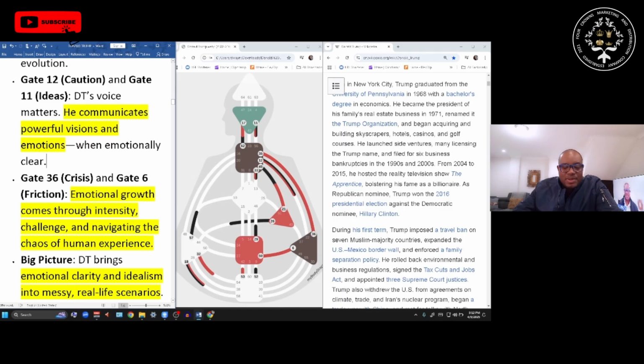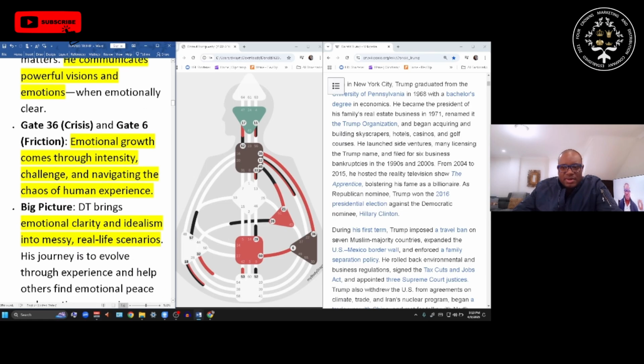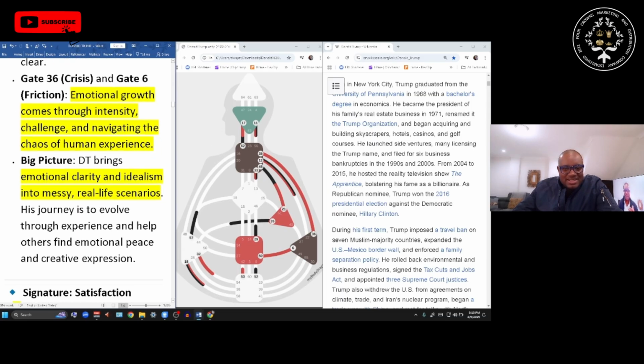And you see that people were definitely drawn to it because they voted for him. And so there's gate 36 of crisis, which we looked at before, and gate 6 of friction. That probably led into some of the experiences with some of the court issues, right? So emotional growth comes through intensity, challenge, and navigating the chaos of the human experience. And the big picture is that he's going to bring emotional clarity and idealism into messy real life scenarios.